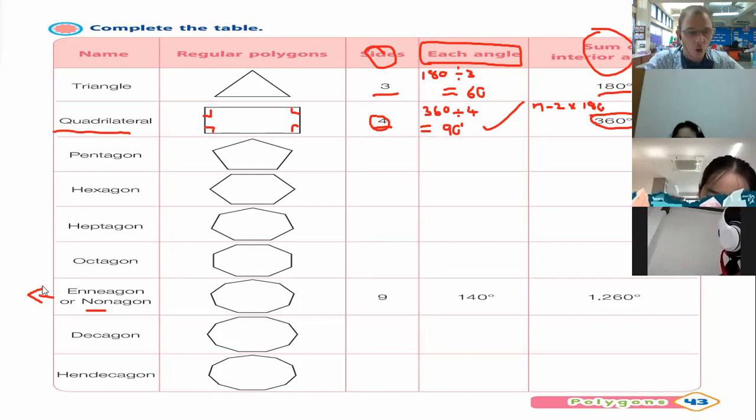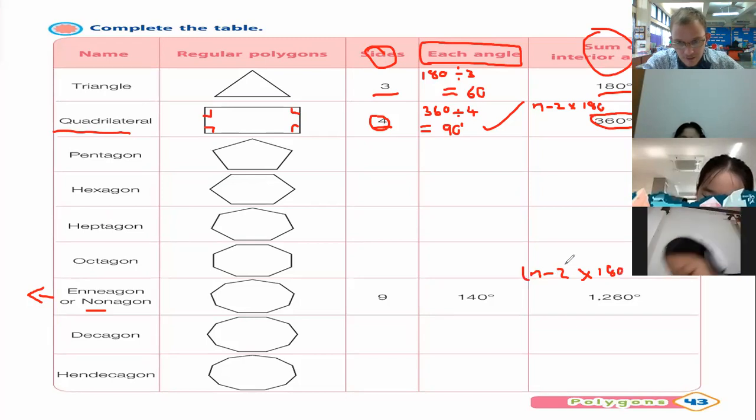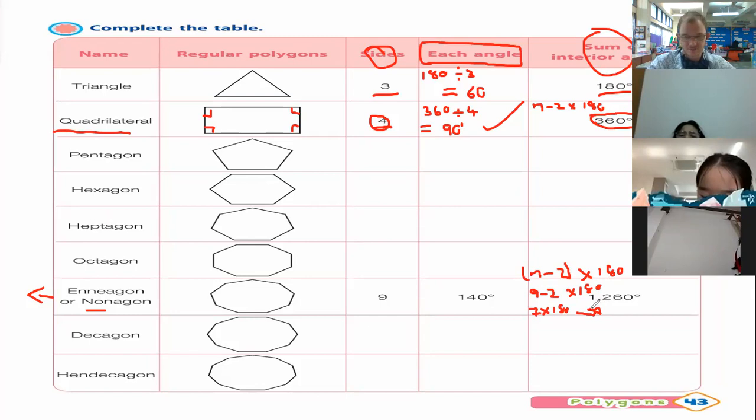This is for the nonagon, the one with 9 sides. So let's write our formula first: n minus 2 times 180 degrees. So this is going to be 9 minus 2 times 180. So 7 times 180 equals 1260 degrees. Okay, so this is for nonagons.